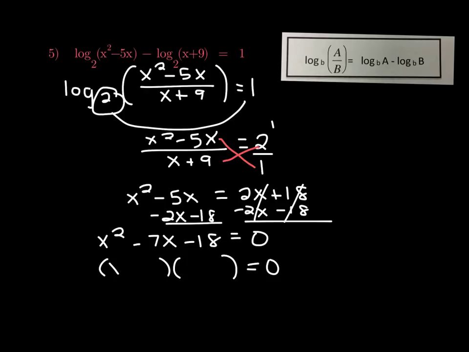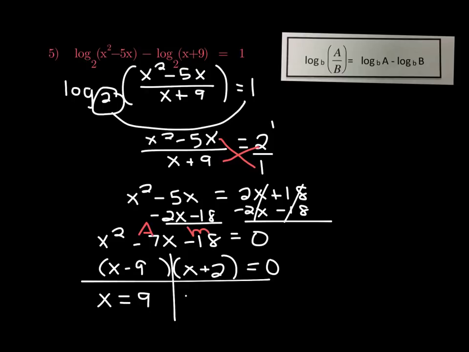Okay, so two numbers that multiply to negative 18 and add to negative 7 would be negative 9 and positive 2. So we get x equals positive 9 and x equals negative 2. Okay, remember, we don't just cross this off because it's negative. We have to see if when we substitute the numbers back in, if they create negatives anywhere.